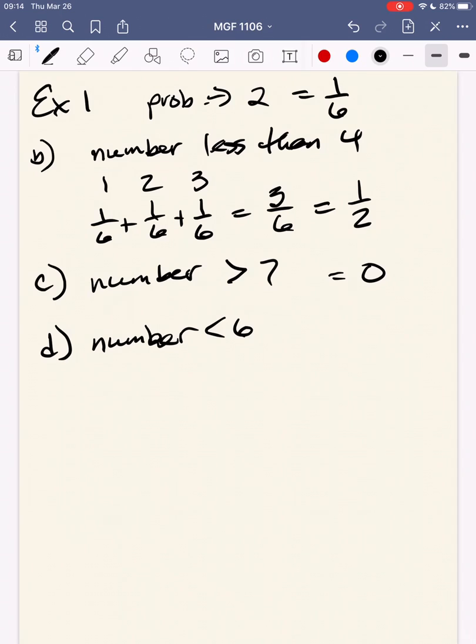A number less than 6. Okay. All numbers on the 6-sided die are less than 6, so my probability, because remember we totaled them up earlier, is going to be 1. Okay. Now let's look at an example that involves cards.